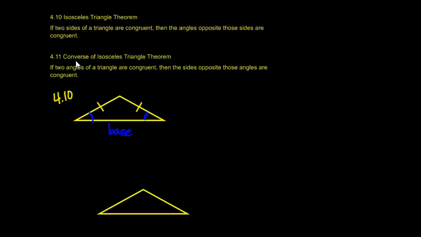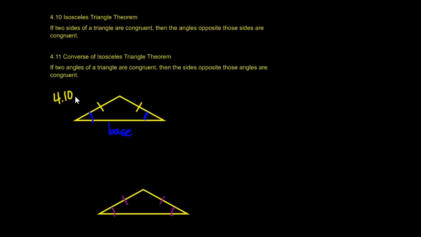All right, 4.11, converse of the isosceles triangle theorem. If two angles of a triangle are congruent, and those would be our base angles, so let's go ahead and mark those, then the sides opposite those angles are also congruent. So it looks like exactly the same picture. On the first one, we're starting with the sides that are congruent and we know the angles are congruent. The converse is if we know the angles are congruent, then we also know that the sides are congruent. So let's look at a problem that might be dealing with that.